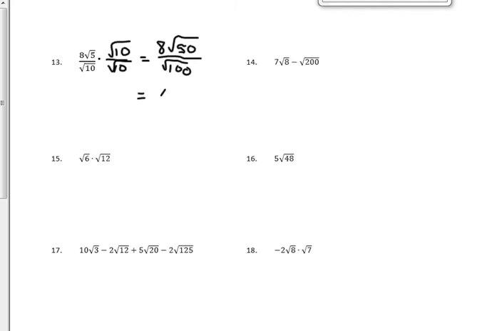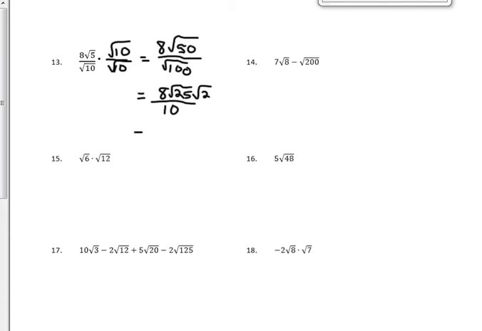Well, that's not so bad on the bottom, because the square root of 100 is 10. On the top, I've got 8 times the square root of 50. Well, I want to see if I can reduce the square root of 50. Well, 50 is like having 2 quarters. And I know that a quarter, 25, is a perfect square. So I'm going to put the square root of 25 times the square root of 2.